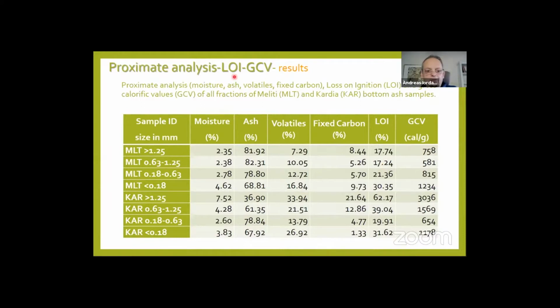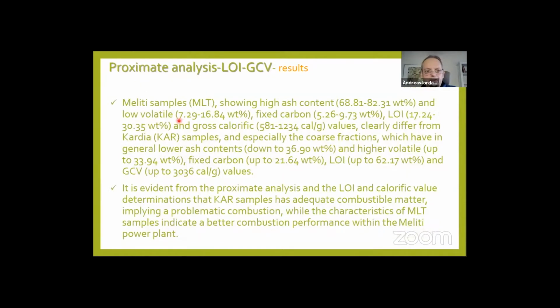the samples, the 4 fractions. You can see the 4 fractions in millimeters, 4 fractions of the Meliti sample and 4 fractions of the Kardia sample, and the measurements, the values of moisture, ash, volatiles, fixed carbon, LOI, and gross calorific values. If we go to this slide, we can see the results of this analysis.